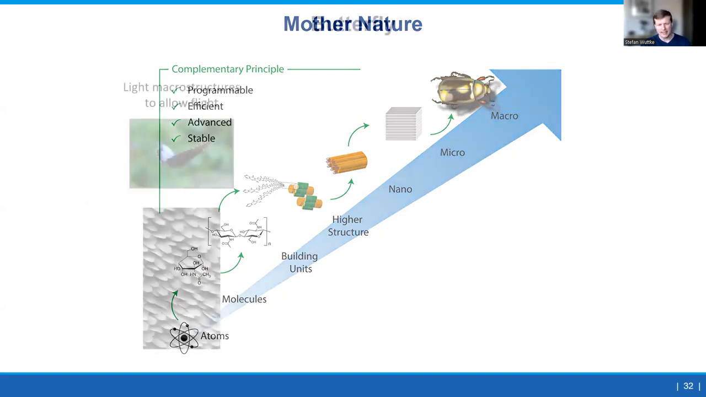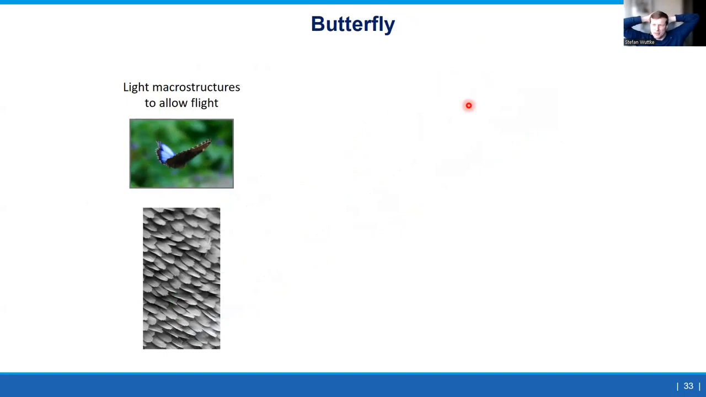And as we had last time, I told you the butterfly for porous materials. I just want to give you an example about the power of nature. When you have a butterfly, you have a light macrostructure. These wings are totally light, so they weigh nothing.